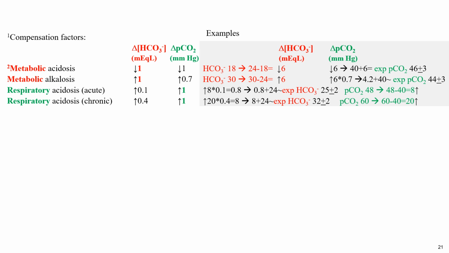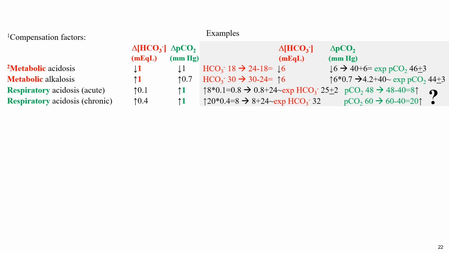This gives us 8. When PCO2 goes up in respiratory acidosis, bicarbonate also goes up. So we add 8 to 24. This gives us an expected serum bicarbonate of approximately 32.